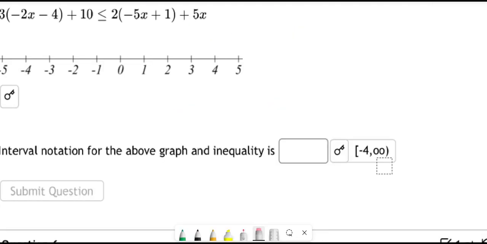Looks good. I accidentally forgot to load the answer for the graph, so we'll just have to go by this interval here. The graph would, of course, look like a filled-in minus 4, and then everything shaded on this side, an arrow this way to indicate we're going all the way up to infinity.